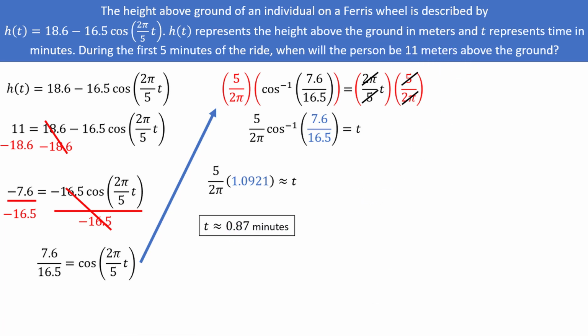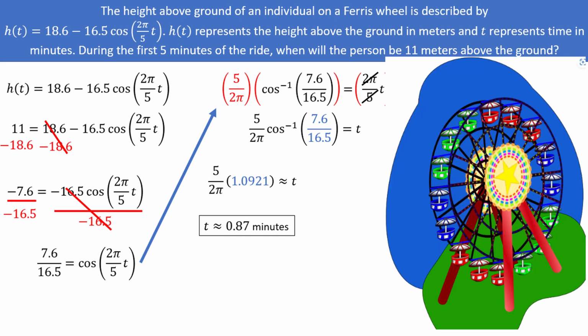Now, 0.87 minutes is most likely not the only solution. If we think back to our Ferris wheel, recall that we said there are 2 points on one rotation of the Ferris wheel where we would be 11 meters above the ground. So perhaps this is 11 meters above the ground, and we would reach that point at 0.87 minutes. We would also reach that same height going back down, so perhaps over here. There would be another time on one rotation of the Ferris wheel that we would be at the same height of 11 meters above the ground. And also, depending on how long it takes to make one rotation, we could perhaps be back over here within the first 5 minutes. And then back over here again on the way back down, we would again be at 11 meters.